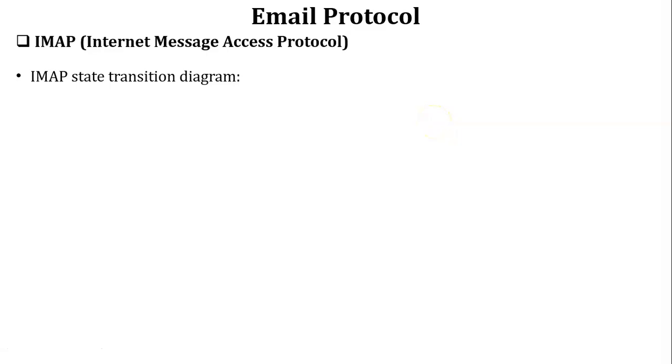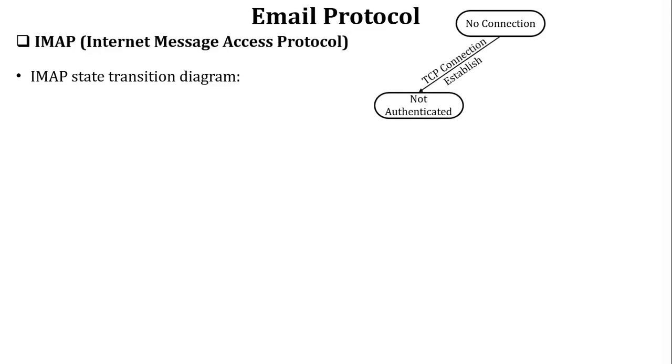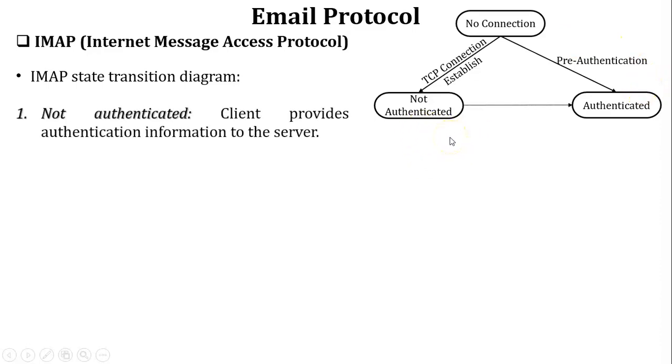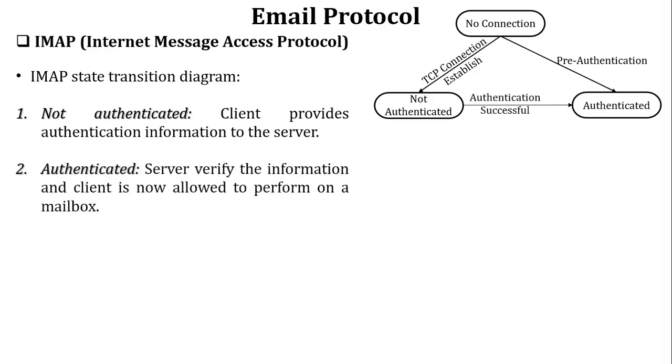Now let us discuss the IMAP state transition diagram. Whenever a client wants to access the remote server, at that time a TCP connection is required. If there is no TCP connection, then a TCP connection is established between the client and the remote server. After the establishment of the TCP connection, there are two possibilities. One is the client is not authenticated and the other is the client is pre-authenticated. If the client is pre-authenticated, it means the client will log into the remote server. When the client is not authenticated, the client will provide the authentication information to the server. The server will verify the authentication information. If the authentication information is correct, then authentication is successful and the client will log into the server.